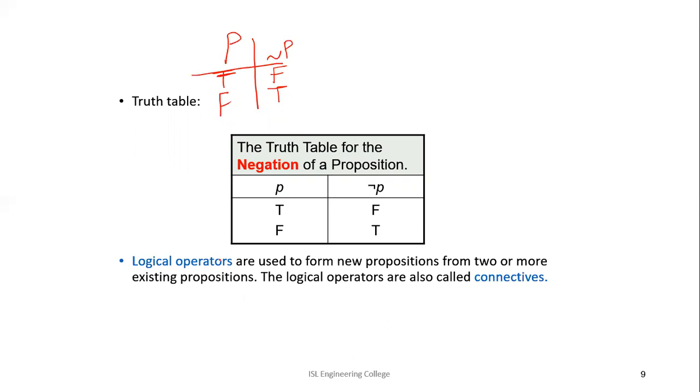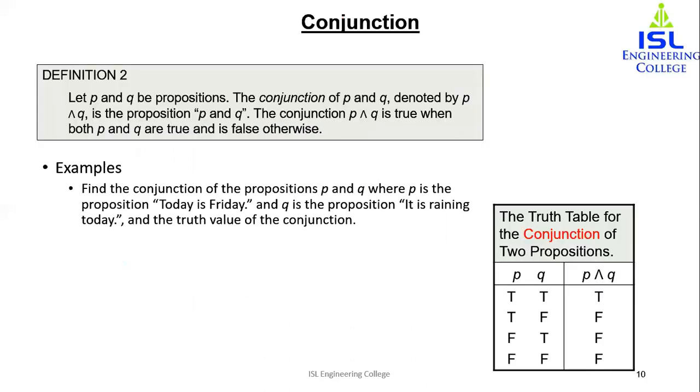Also, logical operators are used to form new propositions from two or more existing propositions. The logical operators are also called connectives. Now, we have seen negation. Next will be conjunction, or we can also call it as and.